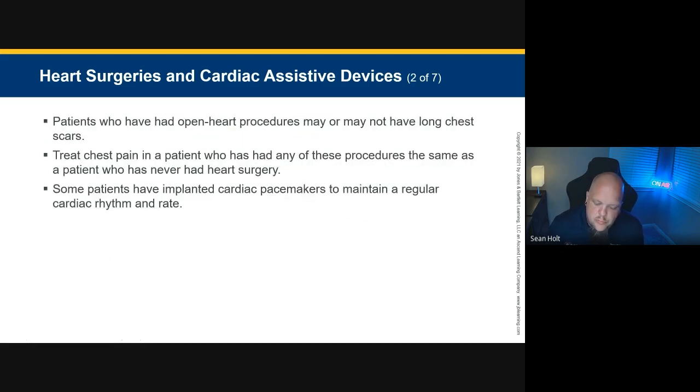Patients who have had open heart procedures may or may not have long chest scars. Make sure that you're treating chest pain in a patient who has had any of these procedures the same as a patient who has never had heart surgery. Okay, still getting aspirin, still getting nitro, right? Appropriately. Make sure you're still following your protocols and asking about contraindications.